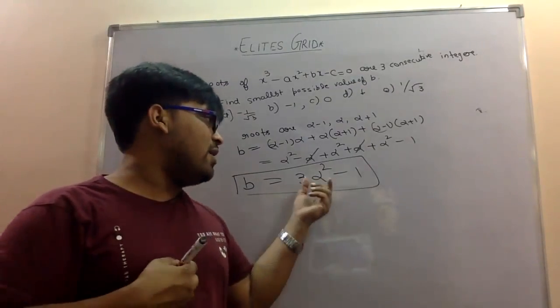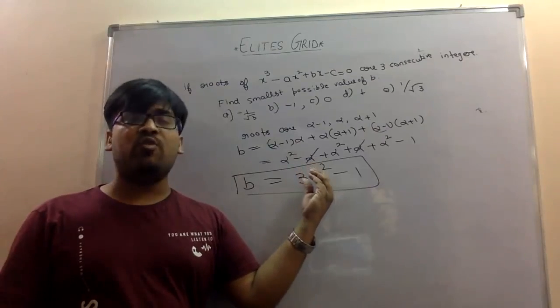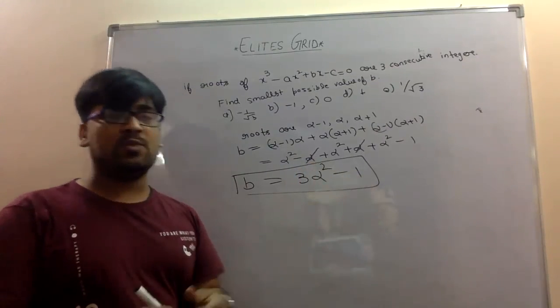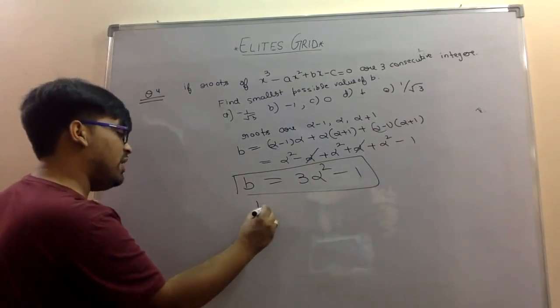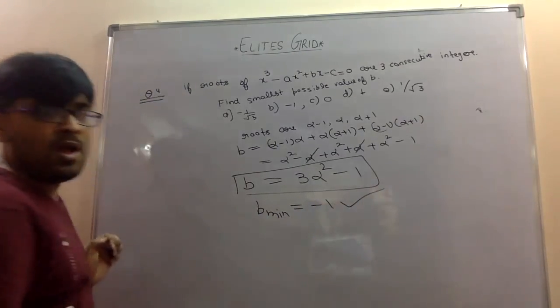You want to find the minimum value of B. So alpha square's minimum value will be 0. So 0 minus 1, so the minimum value of B will be minus 1. That will be your answer.